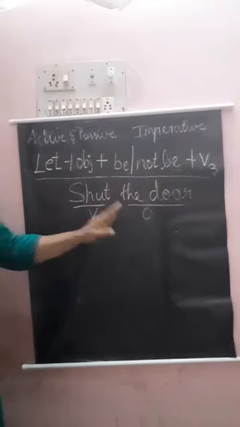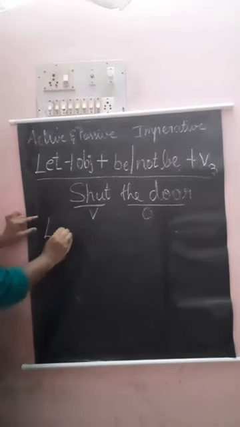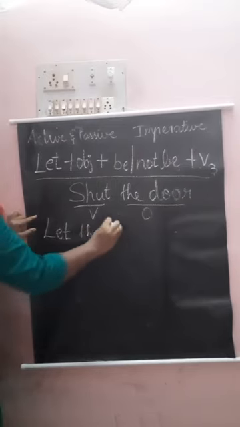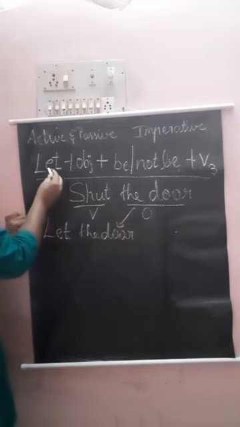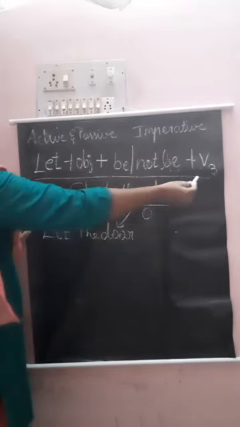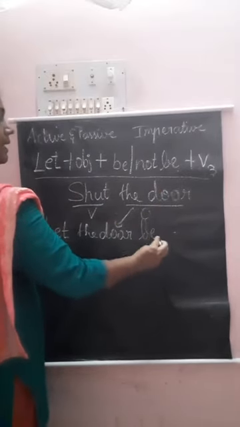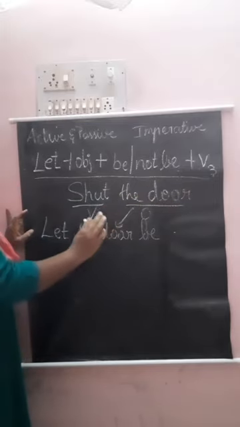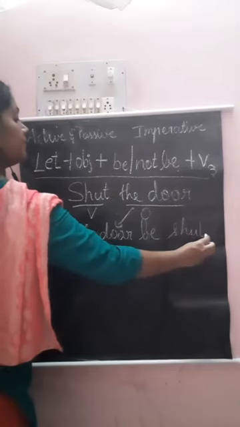So shut the door. First example, shut the door. As per rule, we have to use let. Bring the object to the front. Let the door. This is the rule. Let plus object plus be or not be plus V3. So let the door, we have to use be. Let the door be. What is the third form of shut? Shut. Let the door be shut.